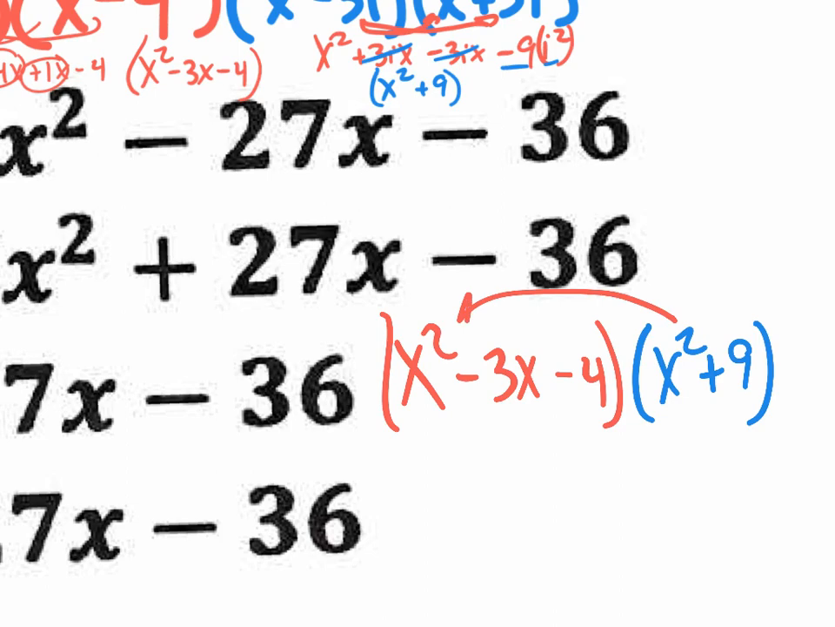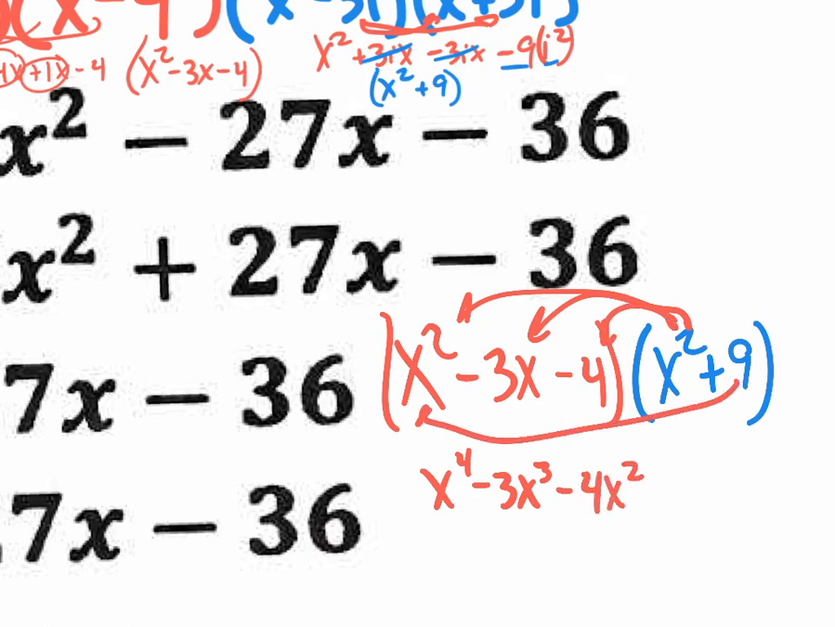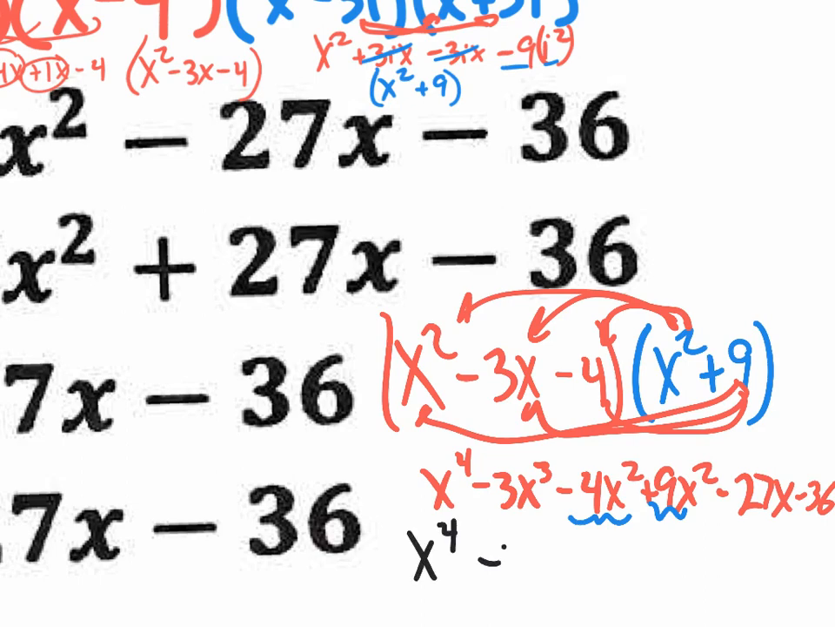So x squared times x squared, x to the fourth. x squared times negative 3x, negative 3x to the third. x squared times negative 4 is negative 4x squared. And then 9 times x squared, that's positive 9x squared. 9 times negative 3x is negative 27x. 9 times negative 4 is negative 36. The only two terms that could combine are the x squared terms. So your final answer will be x to the fourth minus 3x to the third plus 5x squared minus 27x minus 36. That's your answer.